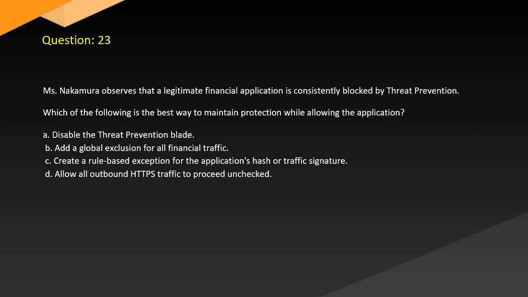Question 23. Ms. Nakamura observes that a legitimate financial application is consistently blocked by threat prevention. Which of the following is the best way to maintain protection while allowing the application? A. Disable the threat prevention blade. B. A global exclusion for all financial traffic. C. Create a rule-based exception for the application's hash or traffic signature. D. Allow all alternate keys traffic to proceed unchecked.